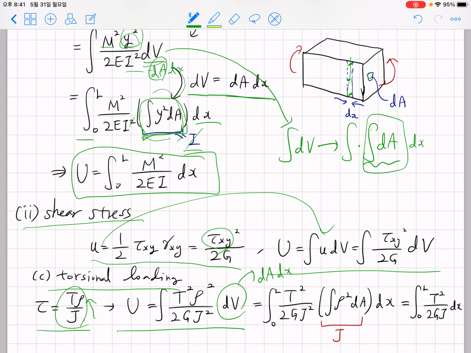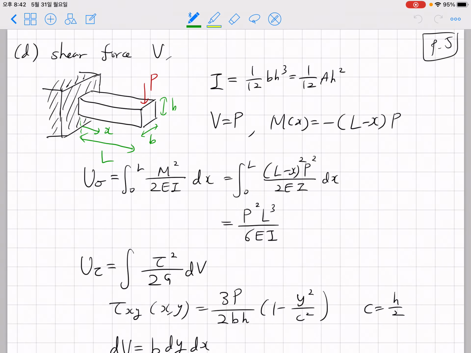Now what you can see here is that dV can be split into dA and dx, and you perform the integral over dA first and the integral over x later. What you're going to see is that it can be identified as the definition of J, and after getting rid of J, you end up with the strain energy for torsional loading given as the integral from 0 to L of T squared over 2GJ dx. That's the strain energy for the beam under torsional loading.